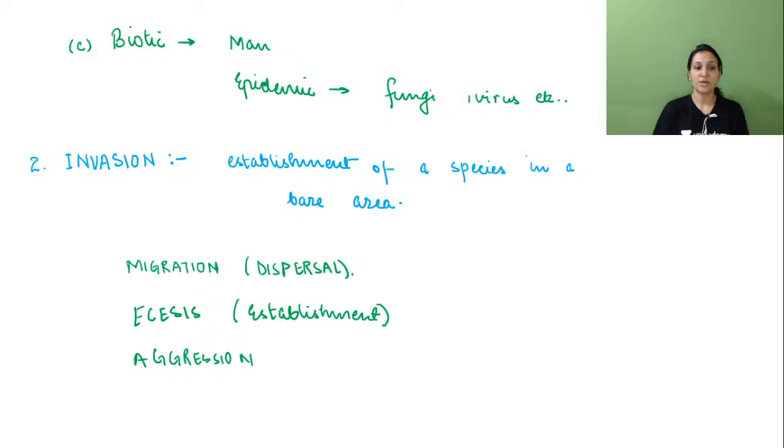In aggregation, we have already understood it through dispersal and establishment. Aggregation means increase in the number of individuals. After this, we are going to see competition and coaction. That is the third process of succession: competition and coaction.